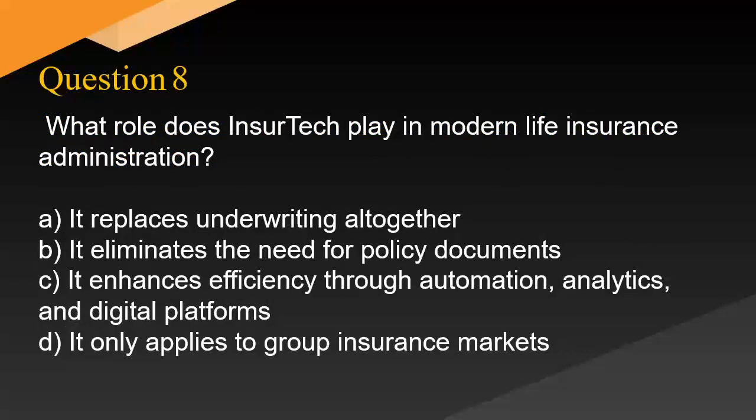What role does Insurtech play in modern life insurance administration? A. It replaces underwriting altogether. B. It eliminates the need for policy documents. C. It enhances efficiency through automation, analytics, and digital platforms. D. It only applies to group insurance markets.